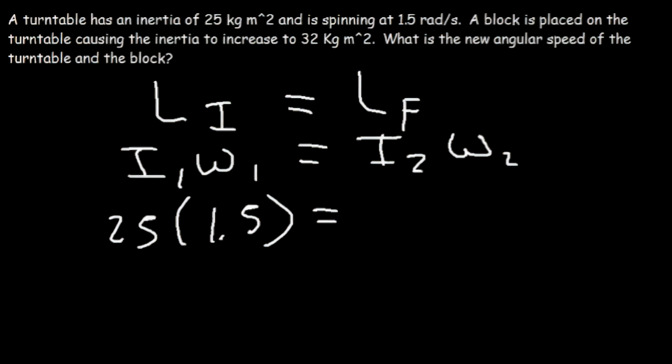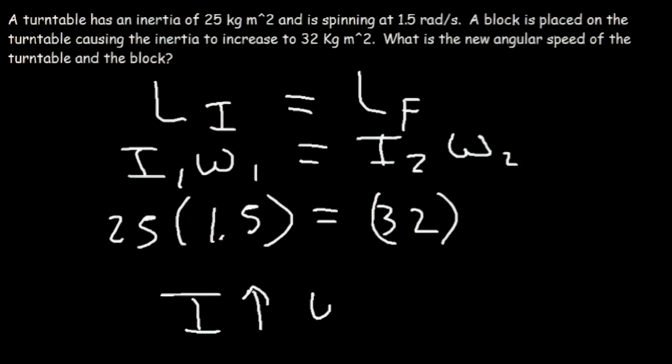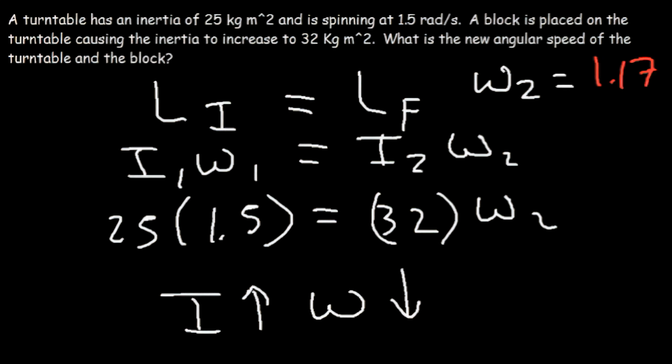Now, what do you think is going to happen if the inertia increases to 32? Will the angular speed increase or will it decrease? In order for the angular momentum to remain the same, if the inertia increases, the angular speed will decrease. Let's solve for omega 2. It's 25 times 1.5 divided by 32. And so the answer is 1.17. So it decreased from 1.5 radians per second to 1.17 radians per second.